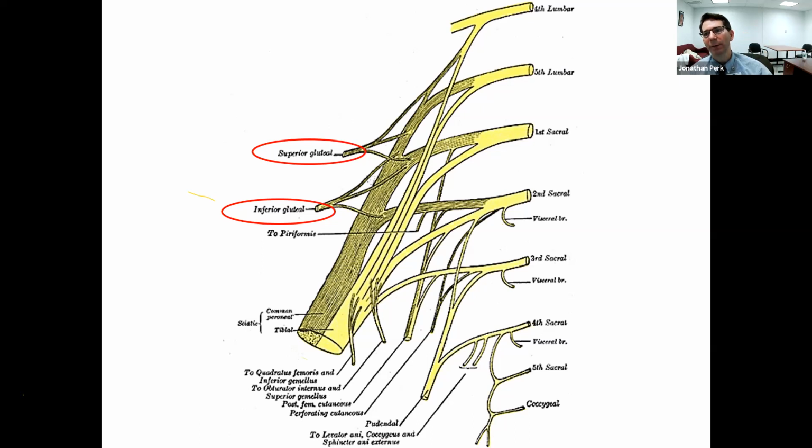So in order to achieve that, we have two very important nerves that share the word gluteal, because the gluteal muscles are important for those movements that we just mentioned. We have the superior gluteal nerve and the inferior gluteal nerve, and the difference between them is that the superior is just above the inferior.